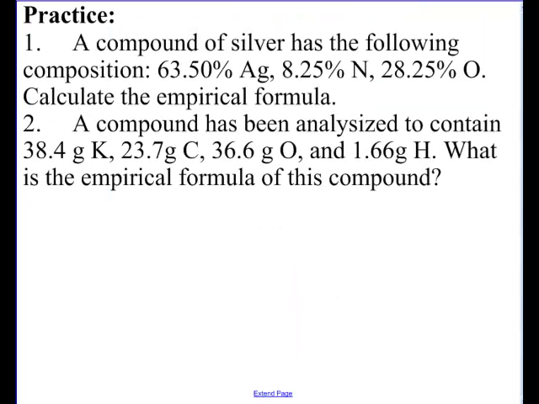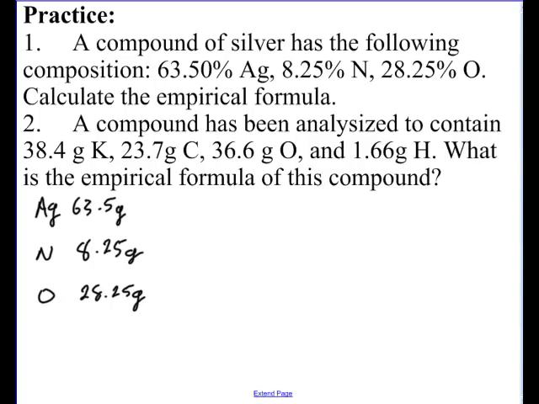Here we've got 2 right here. A compound of silver has the following composition. Okay, so let's do this. The first thing we're going to do is change those percent signs to grams. So I'm going to go ahead and write for silver 63.5 grams. For nitrogen, I'm going to write 8.25 grams. And for oxygen, I'm going to write 28.25 grams. Okay, now I have grams.